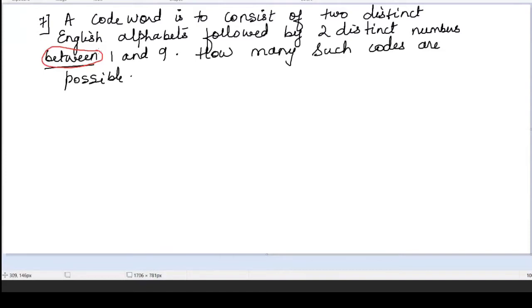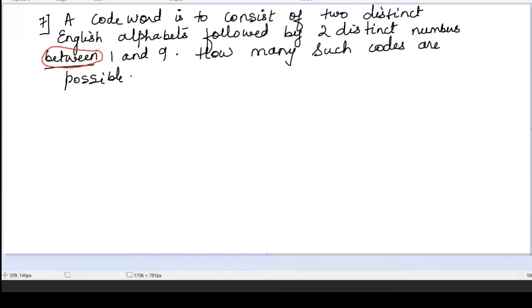How many numbers are there in between? How many numbers are there between 1 and 9? 7. Yes. Okay. So from 7 you want two distinct numbers.